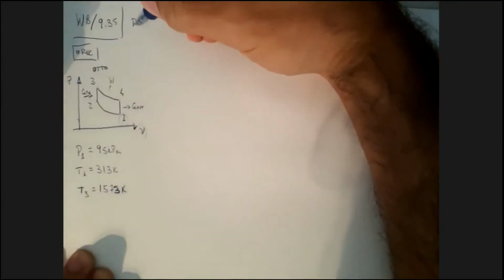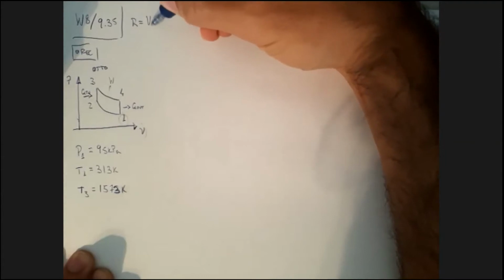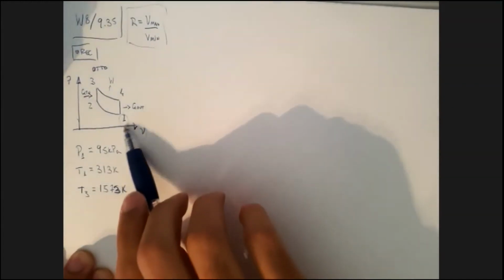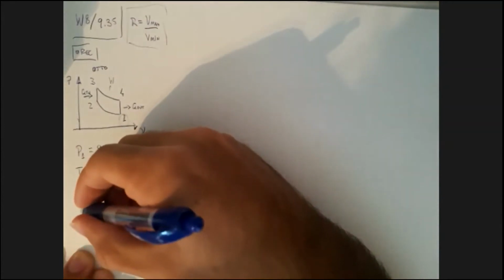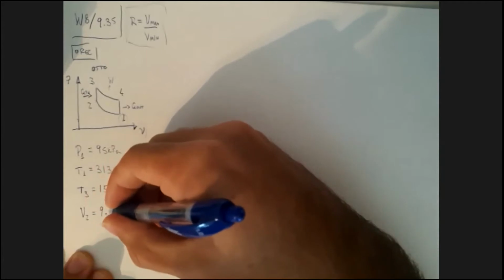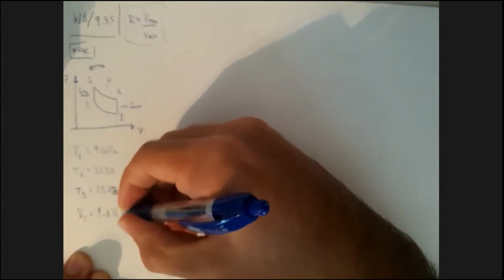The maximum volume: remember there's a ratio that you learned from the first problem. There's a relationship between the max volume and the minimum volume. And on the Otto cycle, there are only 2 volumes. Max volume is the one from states 1 and 4, which are the same, and the minimum volume is the one from states 3 and 2, which are the same as well. What this says is that volume 2 is 9.8% of the maximum one.